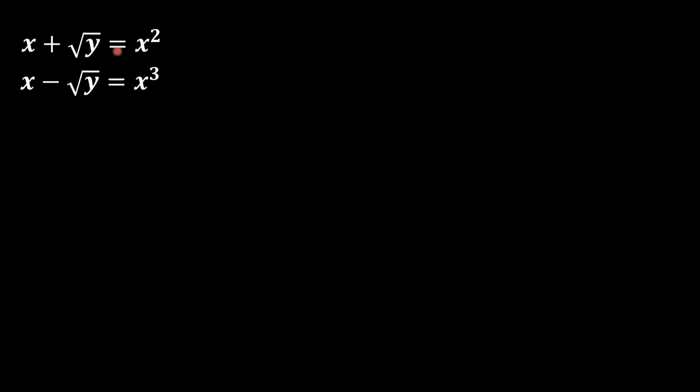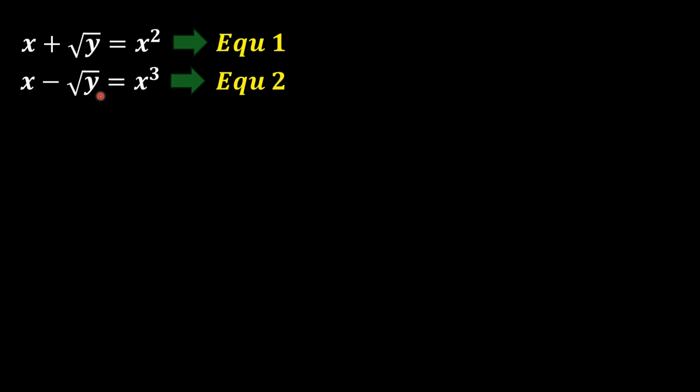In order to solve these equations for x and y, first I am representing the first equation, which is x plus under root y is equal to x square, as equation number 1, and the second equation, x minus under root y equal to x cube, as equation number 2. In order to solve both of these equations, we should use the simultaneous method. It means that we should solve both of these equations simultaneously and find the answer for x and y.